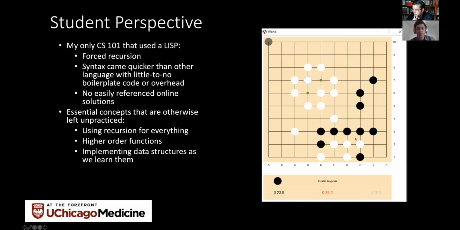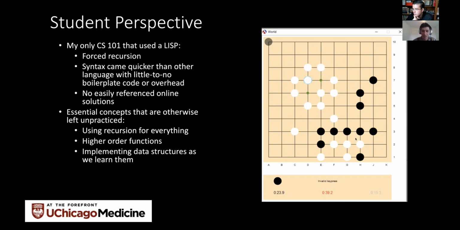So from my perspective, this was, of all the introductory courses, my favorite one, and also the only introductory course that used a Lisp that I took. Beyond any other class, this forced me to understand recursion and higher order functions from the very beginning, rather than teaching it on the side after already presenting more intuitive imperative solutions that I'd usually just default to.